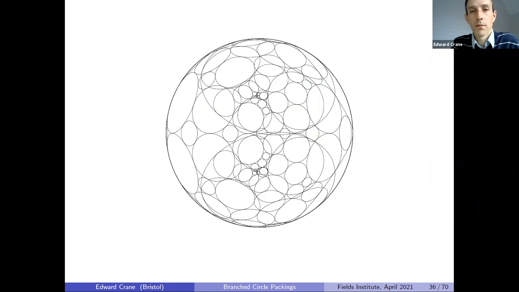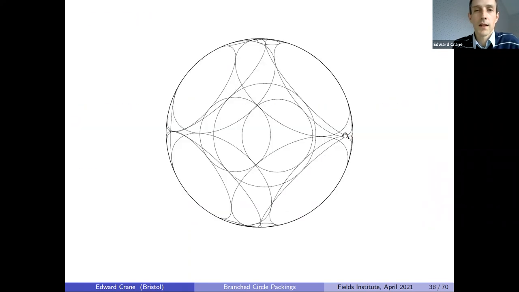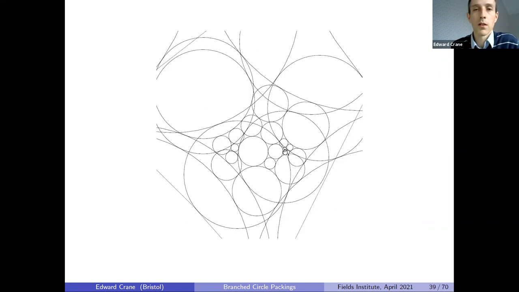There's one of them. You can see where the ball bearing circles have gone. They're on the equator here. Here's the other one. This time the ball bearing circles are still on the equator, but all the action is happening up at the top. So that's the North Pole. And this one and this one, I think, are the branch circles.